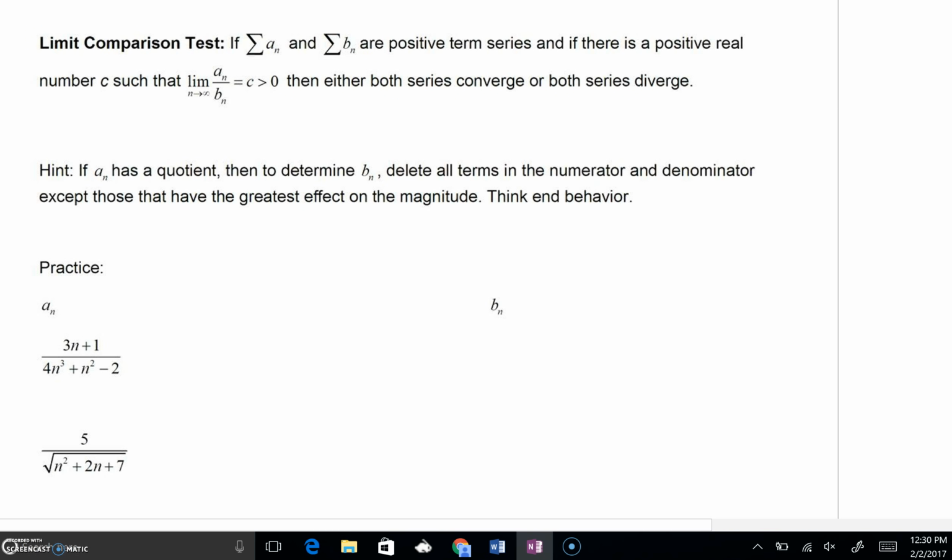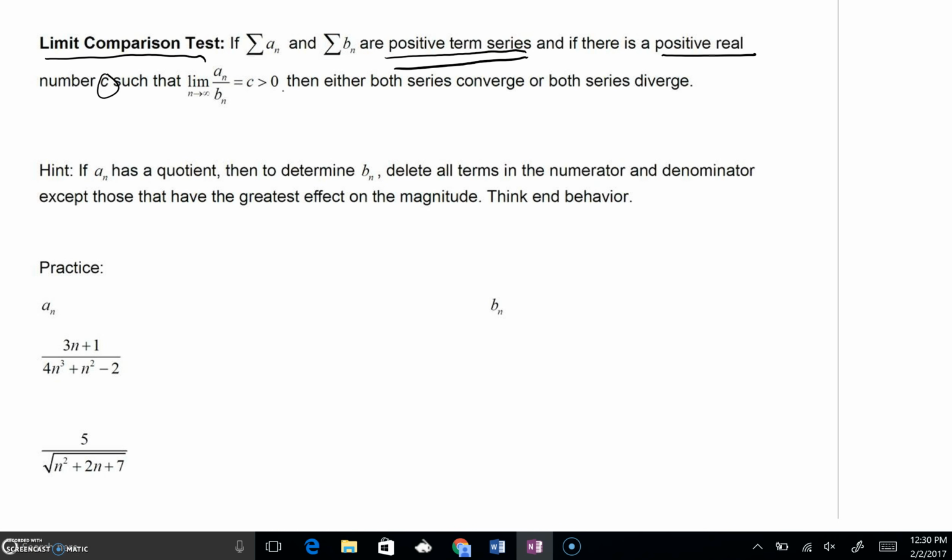So let's read the limit comparison test. It's a second test that you can use. If A sub n and B sub n are positive term series, again, very critical, we can't use this if there are any negative terms in there, and if there's a positive real number C, such that the limit of the ratio of A sub n over B sub n as n goes to infinity is equal to C, a positive real number, greater than 0, then either both series converge or both series diverge. In other words, the behavior of the 2 series will be the same.